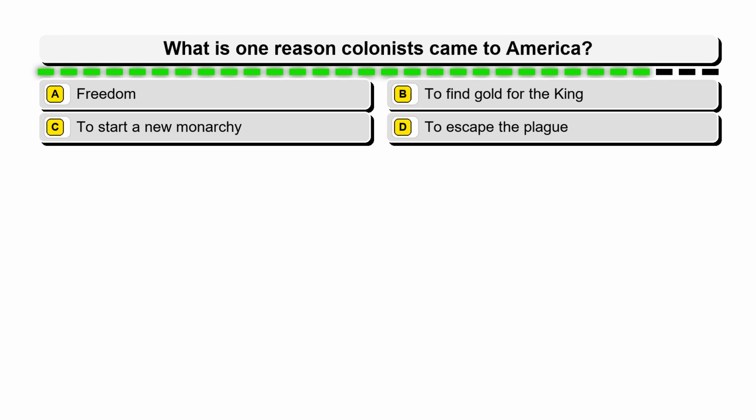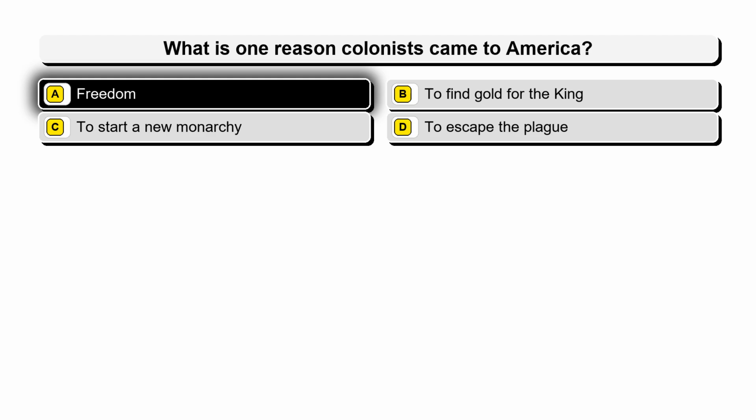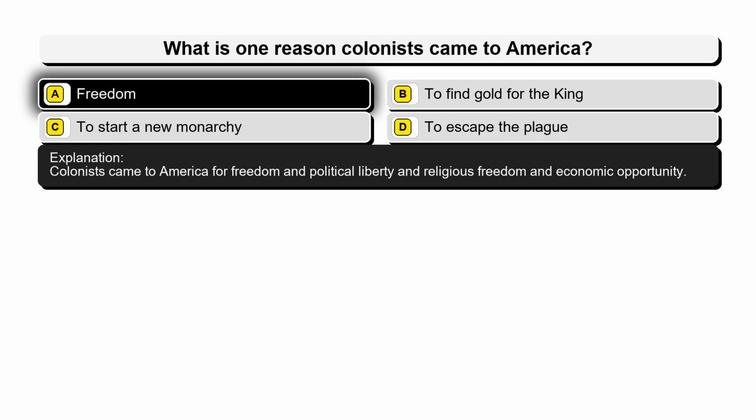Question 150. What is one reason colonists came to America? Option A, freedom. Option B, to find gold for the king. Option C, to start a new monarchy. Option D, to escape the plague. The correct answer is option A, freedom. Colonists came to America for freedom and political liberty and religious freedom and economic opportunity.